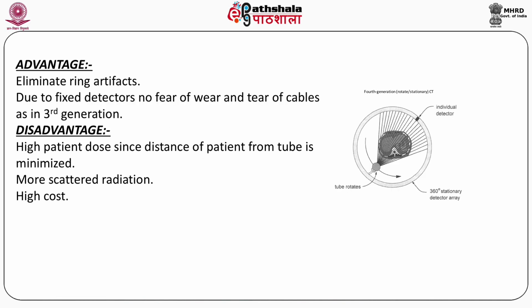Due to fixed detectors, the wear and tear problem was completely eliminated, but the disadvantage is that this led to high patient dose since the distance of the patient from the tube is minimized. Secondly, more scatter radiation, and because more detectors were added, the cost was a problem. It used to be highly costly.